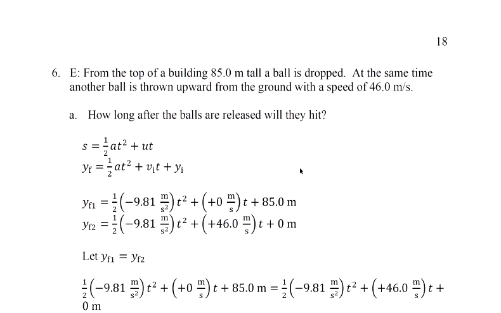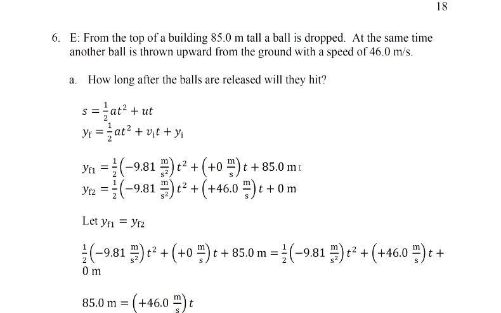Question 6. From the top of a building 85 meters tall, a ball is dropped. At the same time, another ball is thrown upwards from the ground with a speed of 46 meters per second. How long after the balls are released will they hit? So we need two equations, one equation for each ball.